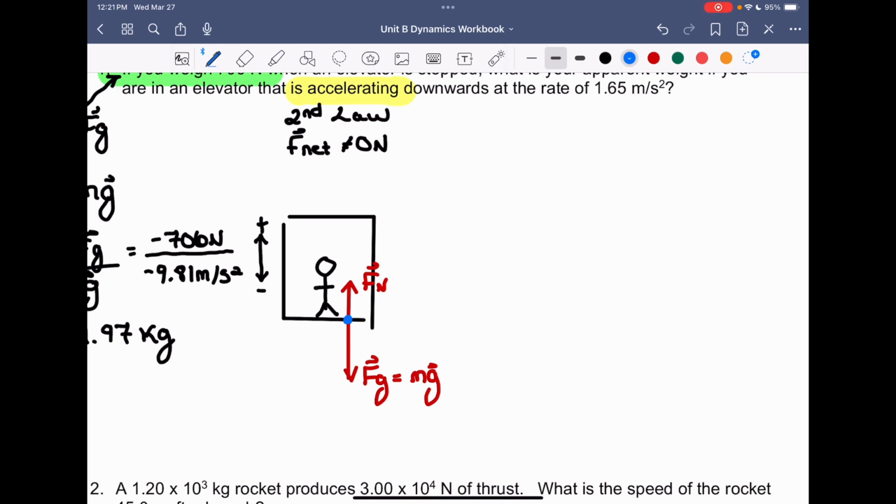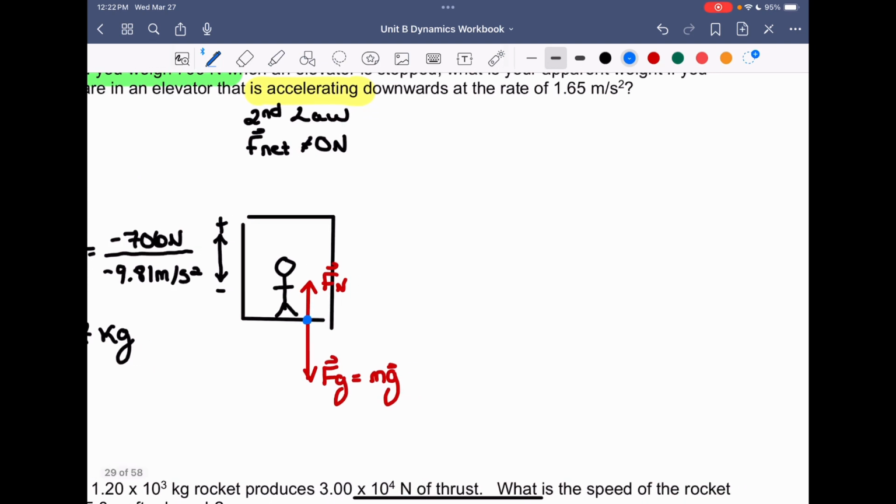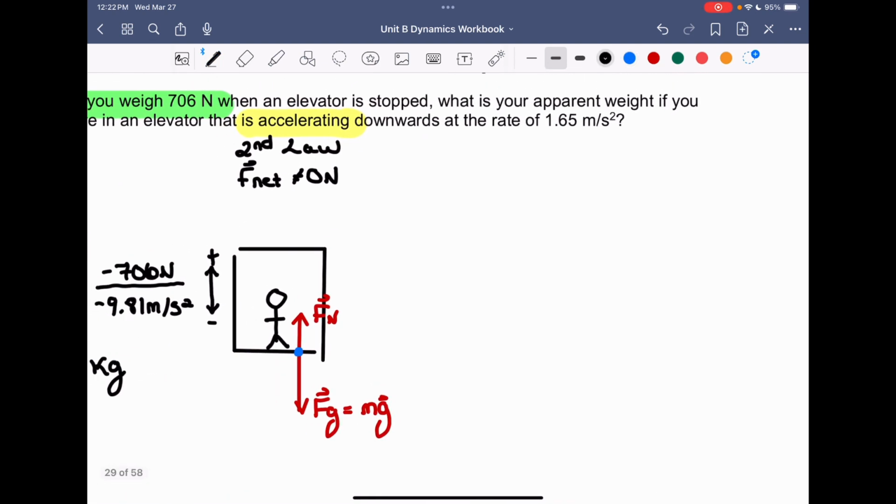Now, right away, what would you say about this person? They would most likely feel lighter than they normally do, because their Fg is their actual weight, and their Fn is their apparent weight, or the weight they're experiencing. When you're accelerating downwards in an elevator, you actually feel lighter on your feet. Now, we're going to put together our Fnet statement, because we have all the critical info we need. Fnet is equal to the Fn plus the Fg.